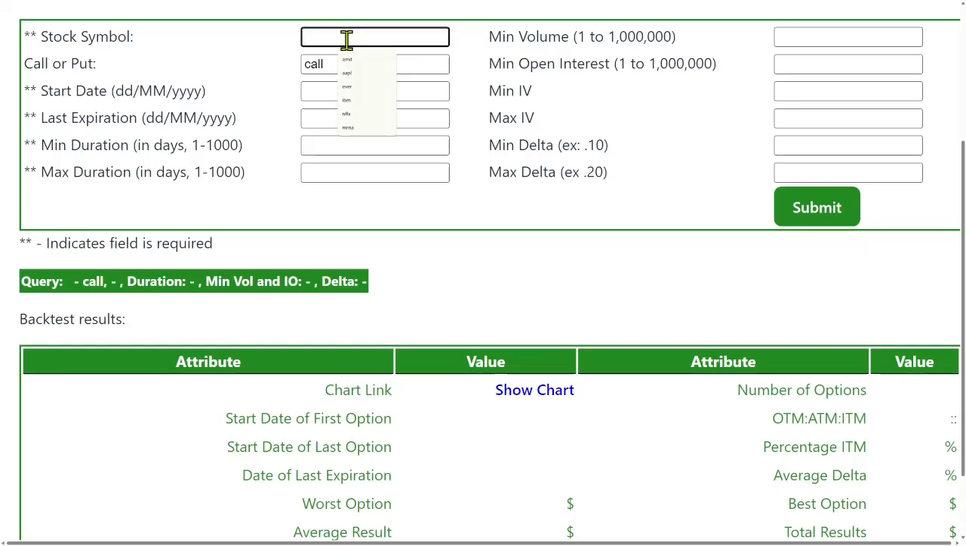I'm going to quickly run one other backtest to illustrate out of the money calls. I'll do it on Bank of America during the great financial crisis, from the start of 2007 through the end of 2010. Do it for 3 or 4 months, so from 90 days to 120. I'll set the min vol and open interest to 500 each, and the delta to around 15, or 0.1 to 0.2. Let's run it and see the results.